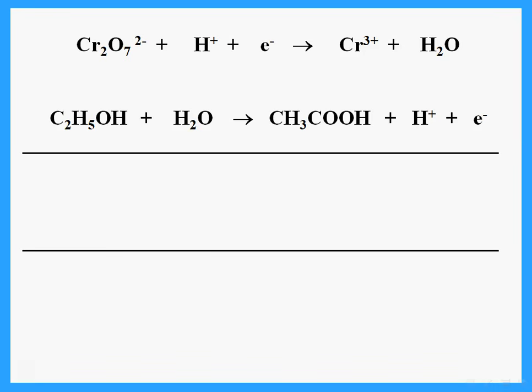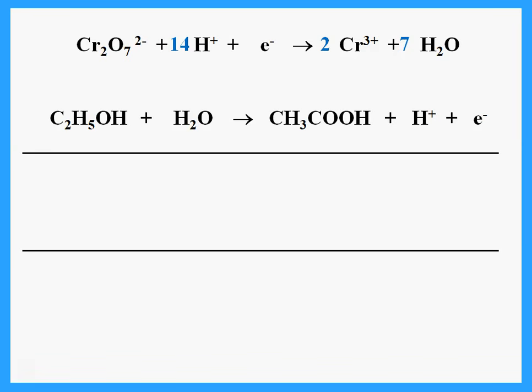So before the arrow, I have 2 chromium. That means I need 2 chromium after the arrow. Before the arrow, I have 7 oxygens. So I need 7 oxygens after the arrow. How many hydrogens now do I have? After the arrow, I have 2 times 7, 14. That means I need 14 hydrogens before the arrow. So now I have balanced the atoms.